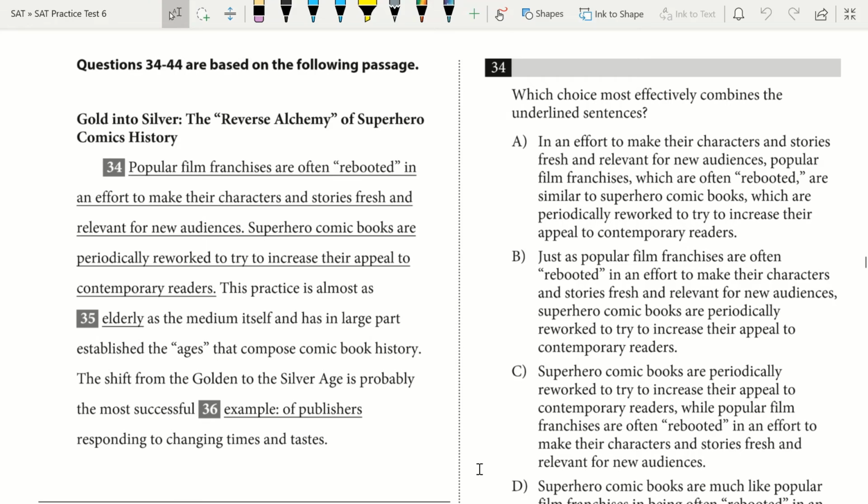Gold into silver, the reverse alchemy of superhero comics history.